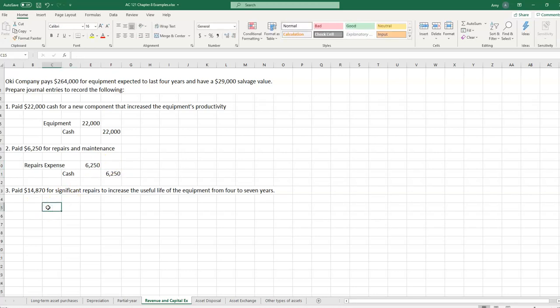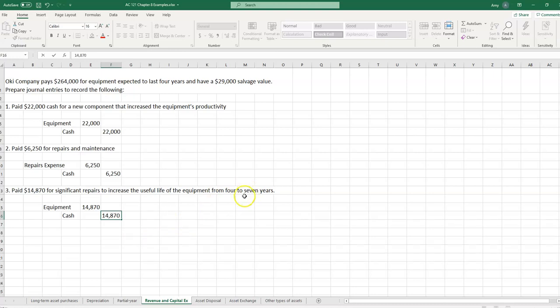The last one is that we paid $14,870 for significant repairs to increase the useful life of the equipment from 4 to 7 years. So this is a capital expenditure because we increased the useful life by 3 years. So we would record equipment and cash, a debit of $14,870 to equipment and a credit of $14,870 to cash.